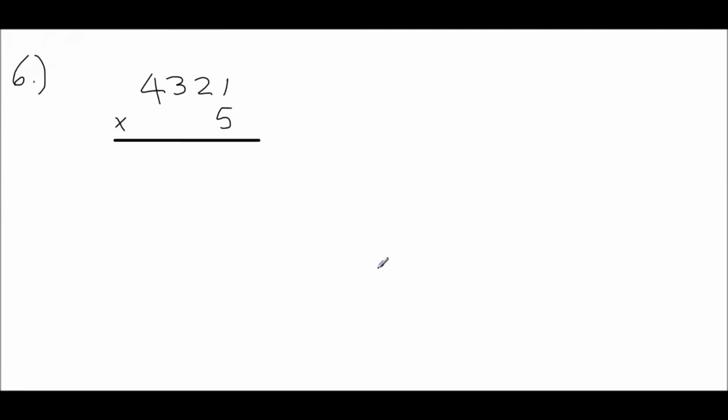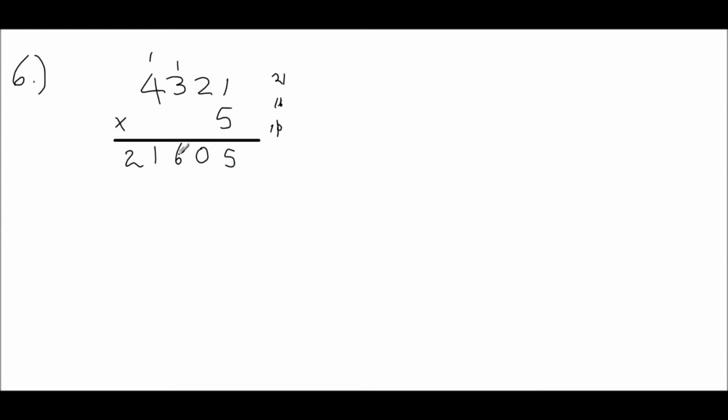Number 6. Number 6 says 4,321 multiplied by 5. So we're going to start now, and we'll say 5 ones would give us 5, 5 twos would be 10. We'll put down our 0 here and carry 1. We'll say 5 threes, 15, and 1, 16. We'll put down our 6 and we'll carry 1. We'll say 5 fours, 20, and 1, 21. We'll put down the 1 exactly in that column and put the 2 in the column beside it.